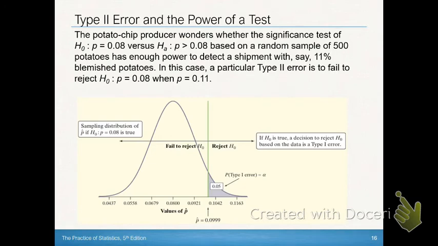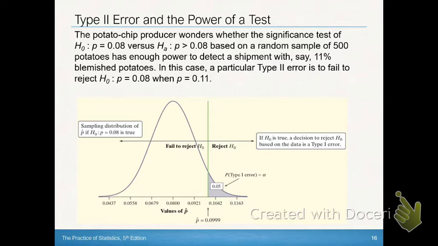So let's look at an example we looked at previously. We have a potato chip company, and they want to make sure that they don't have more than 8% of their shipments having blemished potatoes. So our null hypothesis would be that it's exactly 8%. The alternative would be that it's more than 8%. And let's say we actually had a shipment that was 11%. So we need to have some specific alternative value in order to work with power.